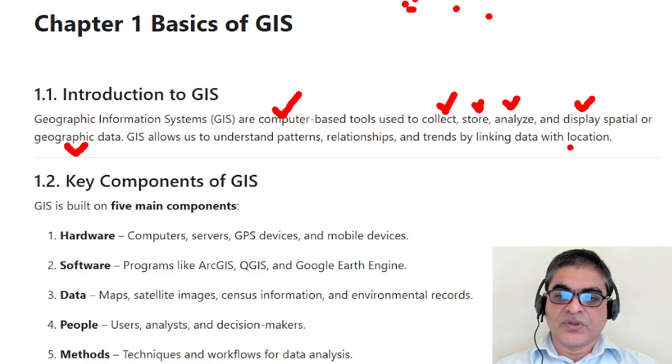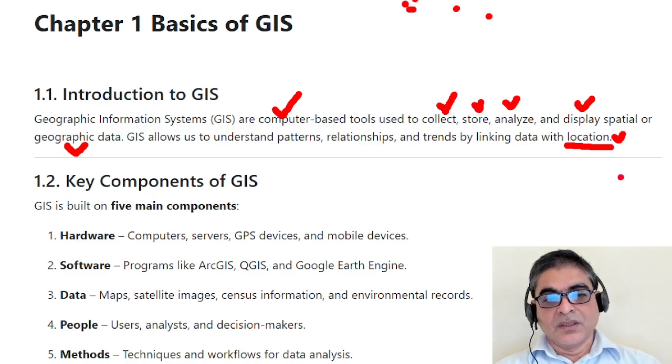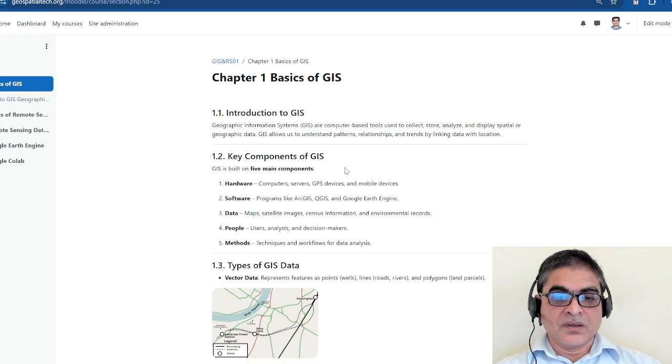So the important part here is the location. All the data will have it, because this is a geographical information system. Without location, we cannot say that this is GIS. So location is important here. And then we come to the key components.